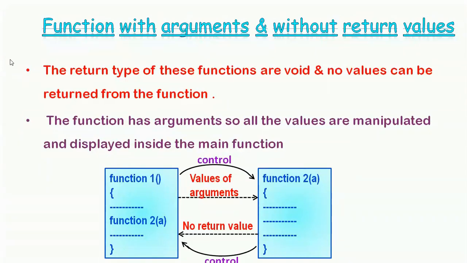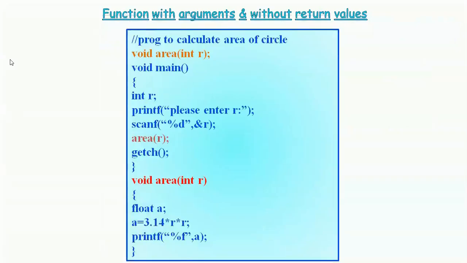So the operation of function 2 is performed on the value of a, and after executing the code of function 2, the control of program again returns back to function 1. Here is one example of function with argument and without return value. In this program we are calculating the area of circle.